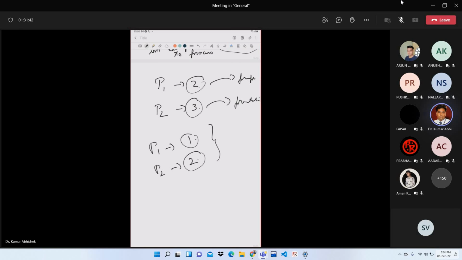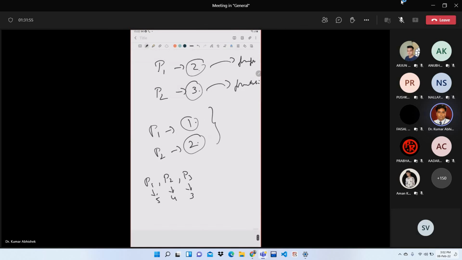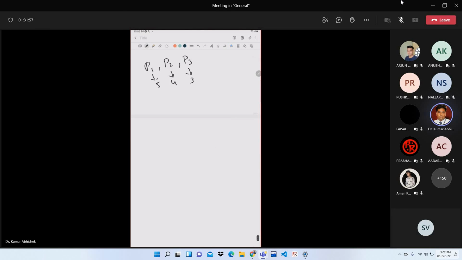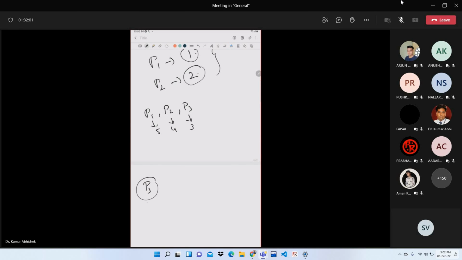See, for example, P1, P2, P3. Priority is 5, priority is 4, priority is 3. What will happen? Who will go to the CPU first? P3? Yes or no? Yes. P3 is on the CPU.